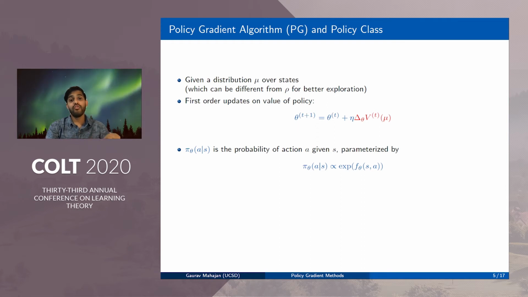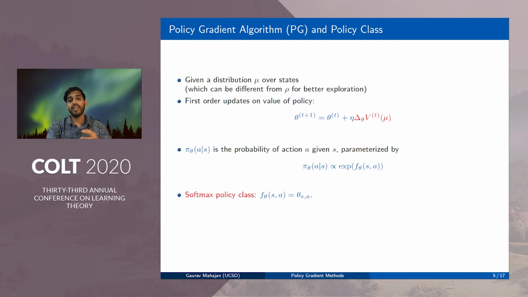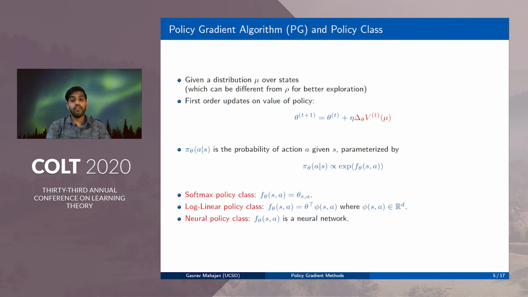These methods optimize over a parameterized policy class. So let's consider some very natural policy classes where probability of taking action A in state S is proportional to exponential of some function. For small state spaces, we'll consider the softmax policy class, where we can afford to have a single parameter for each state and action. This policy class is complete in the sense that you can represent any policy in this class. For large state spaces, we'll consider a somewhat restricted class, that is the log linear policy class, where we have some features in linear dimensions and the function is linear in those features. The last class we'll discuss is the neural policy class, where the function is represented by a neural network.